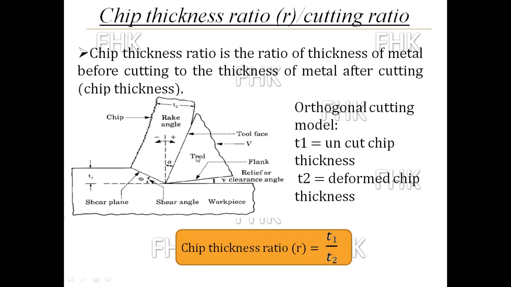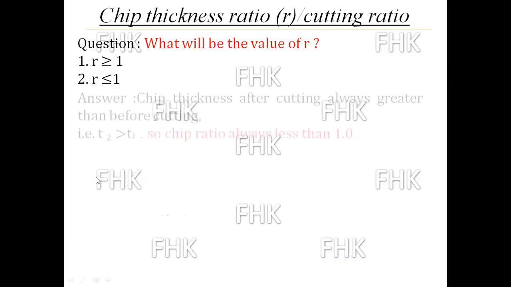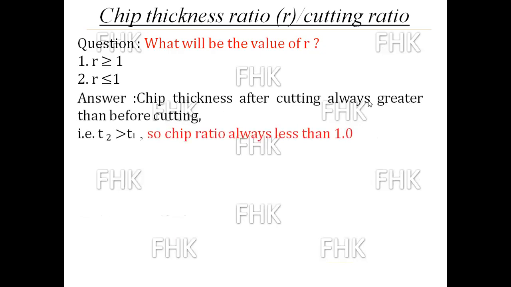by the tool offering force or pressure on the workpiece material. So due to the force or deformation, the material gets deformed and the thickness of chip is increased while cutting. So the value of T2 is always greater than T1. The thickness after cutting is always greater than before cutting. So T2 is greater than T1. So chip thickness ratio is always less than 1. That will be your answer.